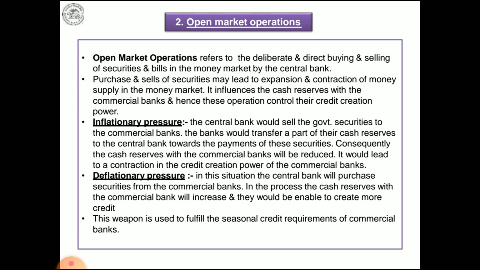In the money market, it influences the cash reserve ratio with the commercial bank, and hence these operations control the credit creation power. If this operation is properly done, it will create a credit creation power in the economy. So such policy is called open market operations.